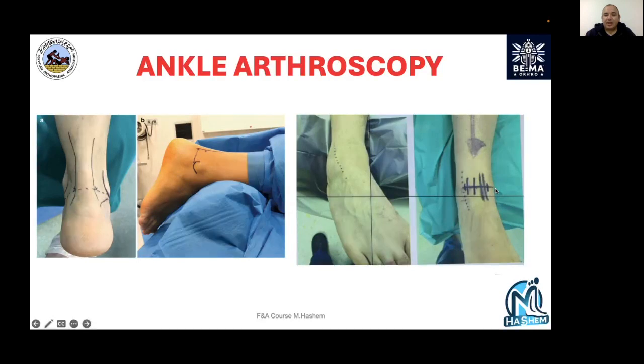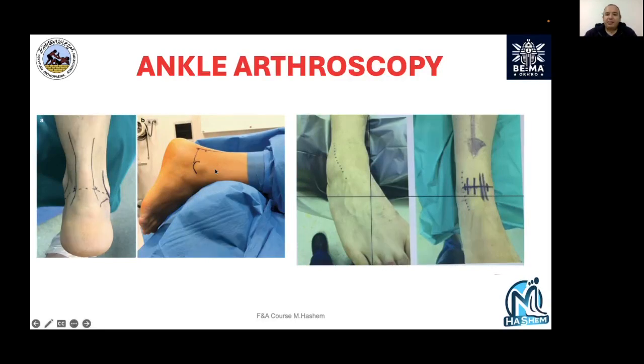And after incision of the skin, you go with a clip just to be sure that you're not injuring any of the tendons or the nerves, and then you go in. Remember, when you're scoping the ankle anteriorly, you are not going into the ankle. You're actually going into the anterior compartment. So the direction of your scope and instrument is not like that, it is like that.